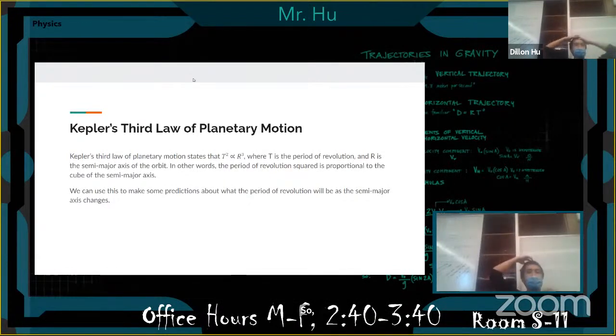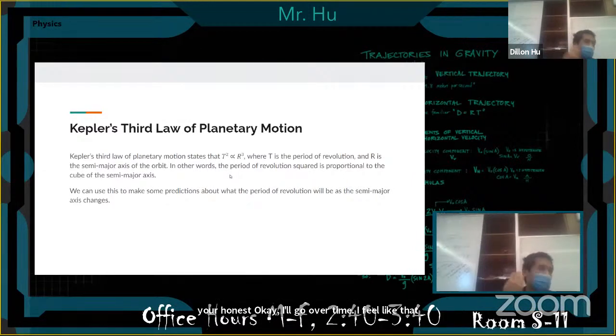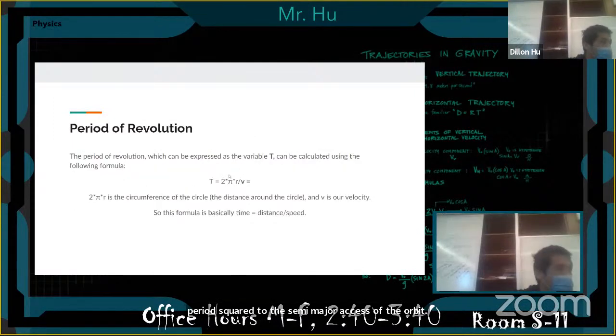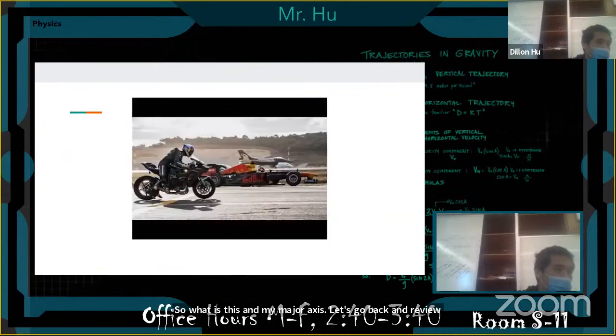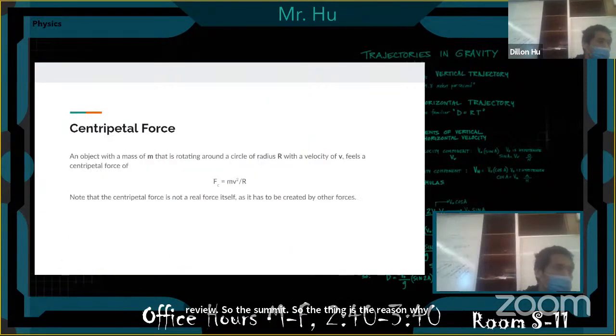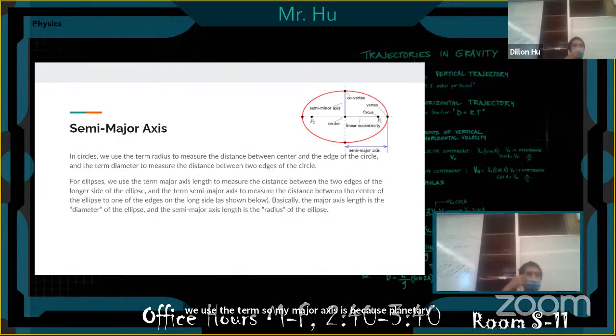Do you remember what a semi-major axis is? You remember some? Okay, I'll go over it one more time. I feel like that might be helpful. Okay, so Kepler's third law relates the period squared to the semi-major axis of the orbit. So what is the semi-major axis? Let's go back and review. The reason why we use the term semi-major axis is because planetary orbits are elliptical. So we can't use the term radius and we can't use the term diameter because there's no such thing, right? The widths of it will change.